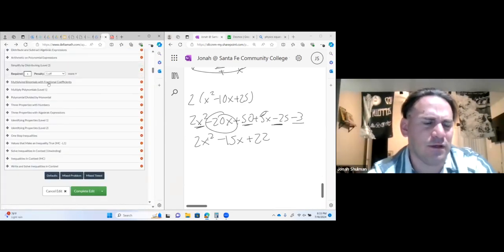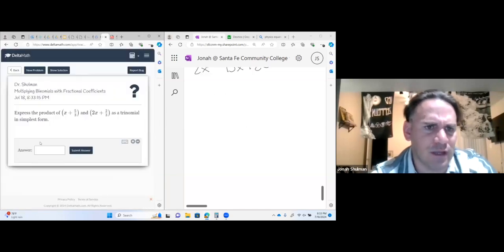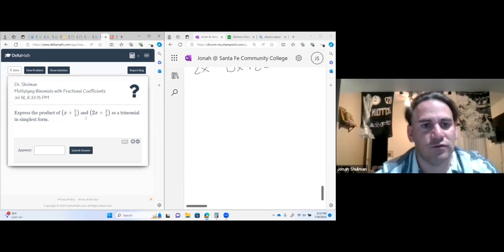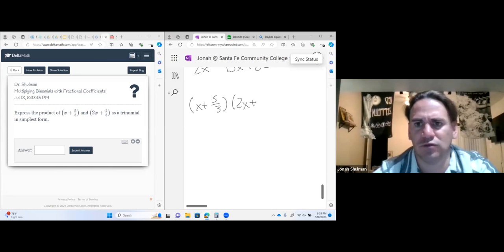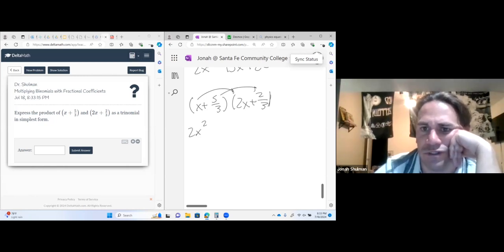All right, and here's the next one. Express the product as a trinomial in simplest form. All right, so 2x times x plus 5/3, and 2x plus 2/3. Here's the first one, right? x and 2x, 2x squared. Here's the last one, which is 5 times 2, which is 10, 3 times 3, which is 9.